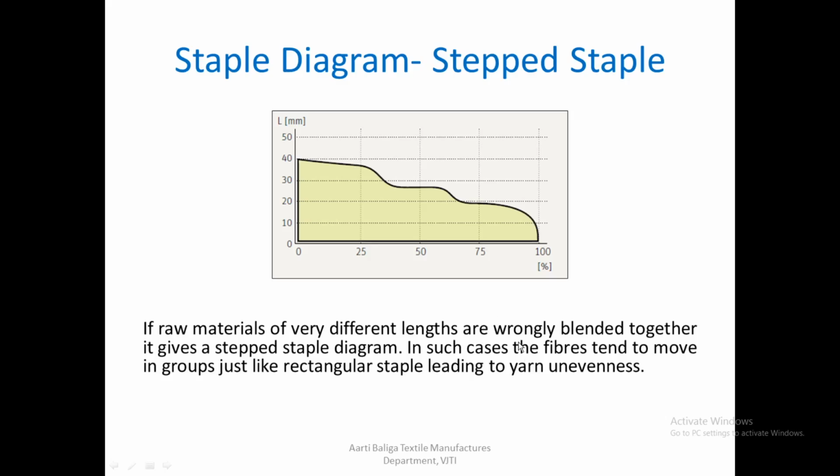Why am I saying it is wrong? Because again, just like a rectangular shape, these fibers of one group coming from one particular fiber will tend to move in groups, again leading to the same problem which was earlier there, and that is yarn unevenness.